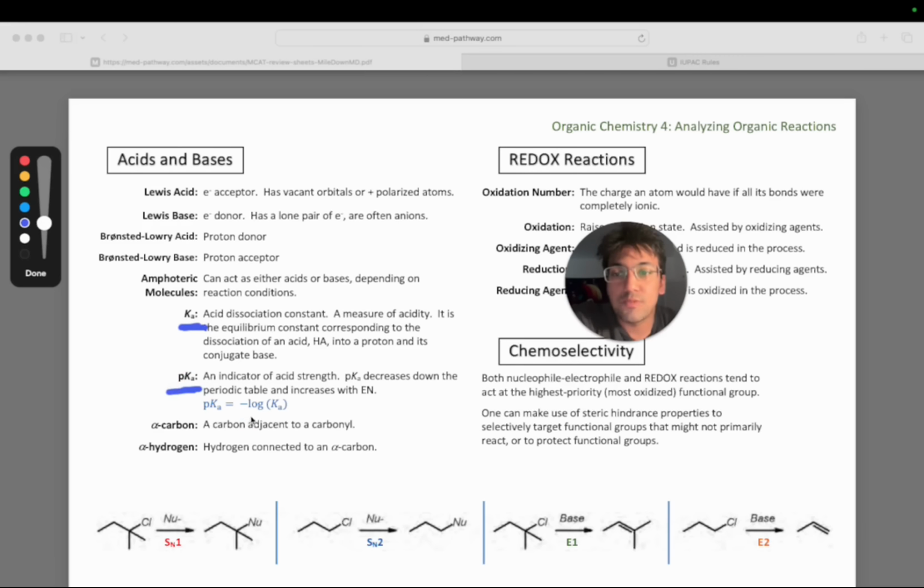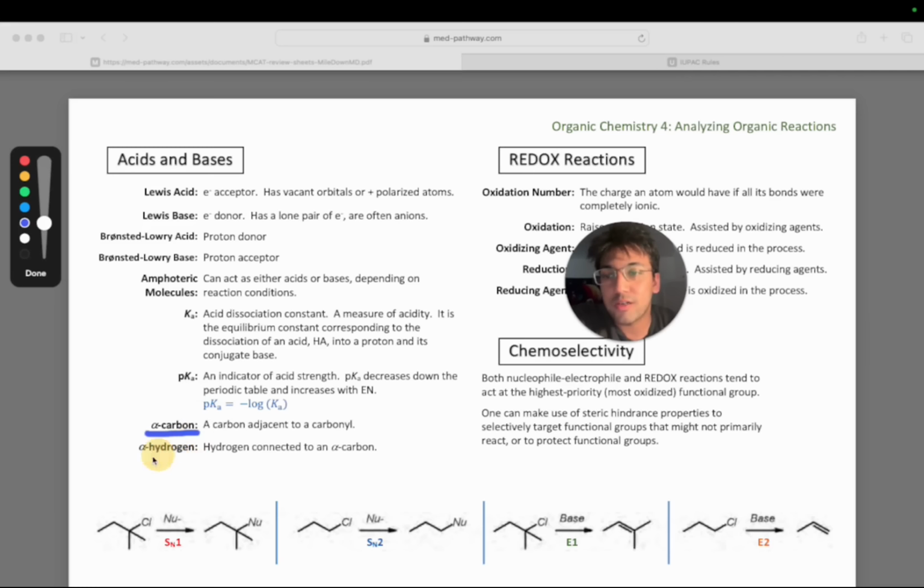pKa is just the negative log of this, and it's really important to know, and they might test you on this, that pKa decreases down the periodic table and increases with electronegativity. Basically, the important thing to know here is if your Ka is high, the log of that Ka is going to be high. The negative sign is going to make it lower. So you can imagine something with a pKa of -1 versus... you just have to understand that it's kind of the opposite of Ka in terms of going up and going down.